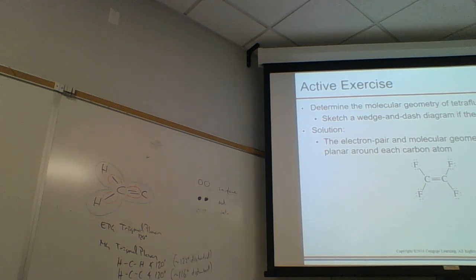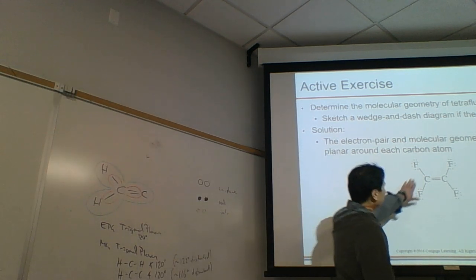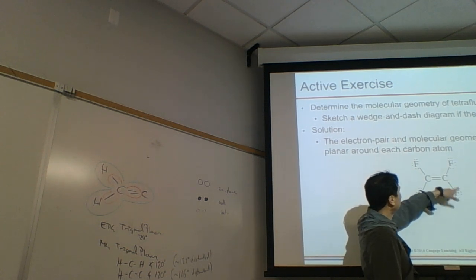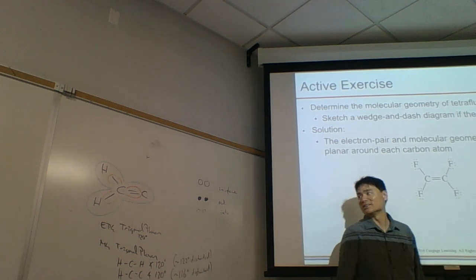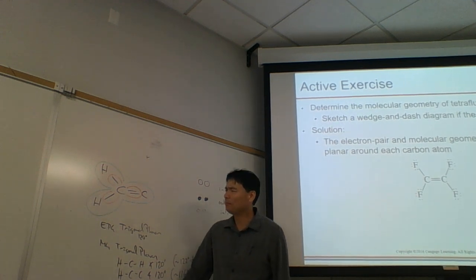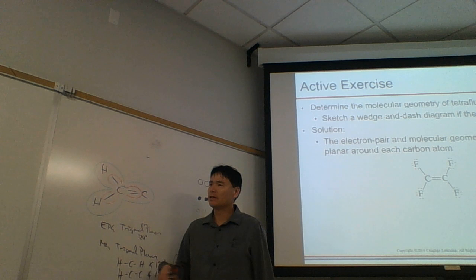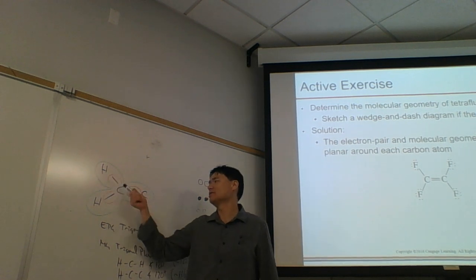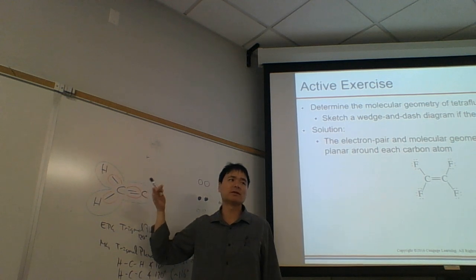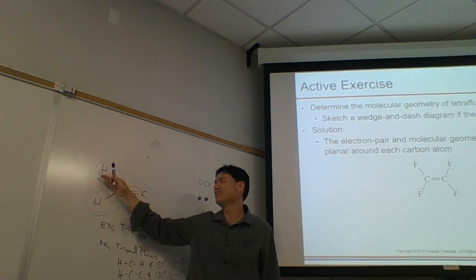Now the other carbon's just the same. The other carbon's going to be trigonal planar, and then, oh, this is not H, this is F, sorry. Well, now that brings up another point. An H versus an F. F and H are different, right? But we treat single bonds like single bonds, no matter what the atom's bonded to it.